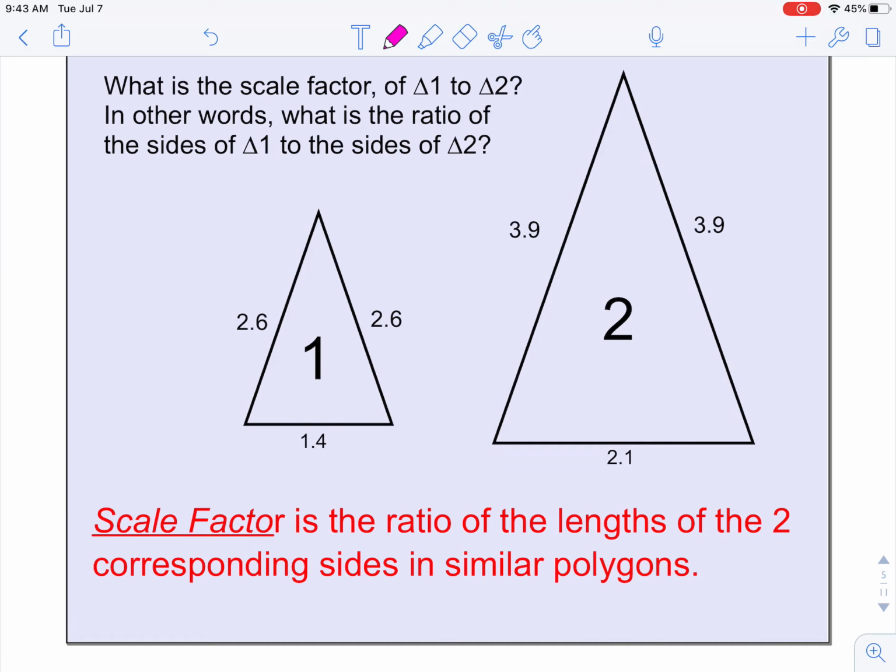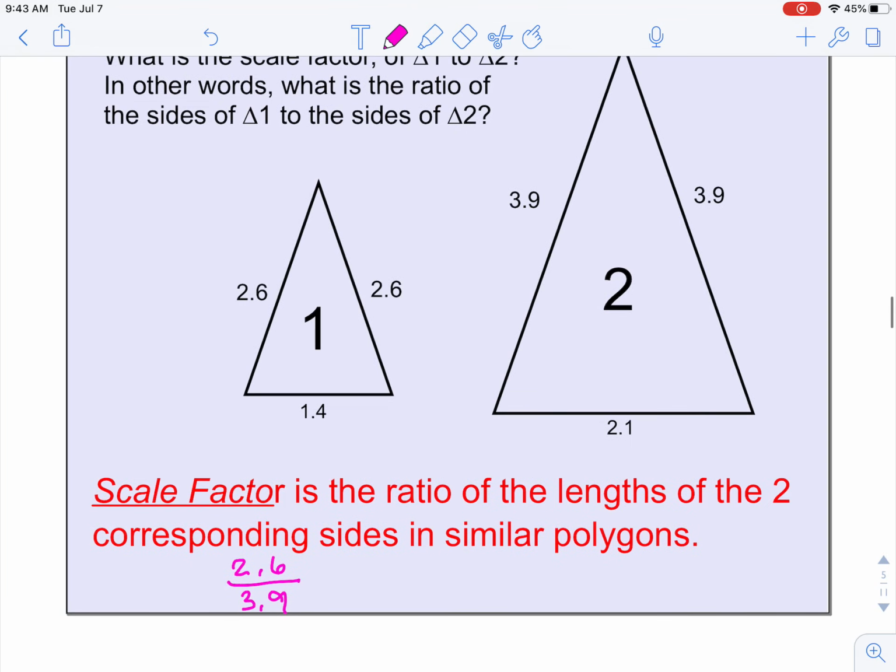Now let's talk about scale factor. The scale factor is the ratio of the lengths of two corresponding sides in similar polygons. So we could write the scale factor as 2.6 compared to 3.9. That's the ratio of the sides, which if we reduce it, is approximately 0.6. The scale factor is also thought of as how many times bigger or smaller a figure is.